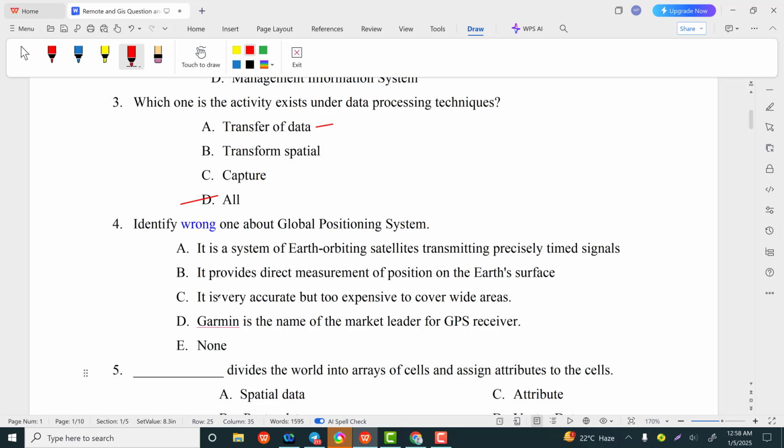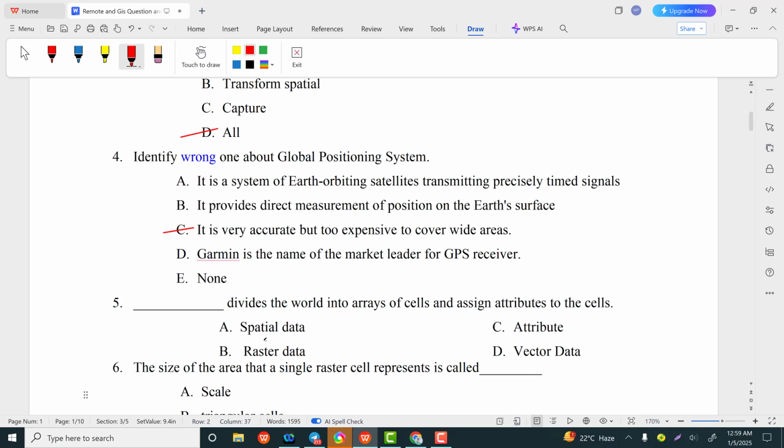C. It is very accurate but too expensive to cover a wide area. This is not correct. This is wrong because GPS has its own limiting factor in terms of accuracy. Sometimes it can deviate 3 to 5 meters. It is highly dependent on the quality of the GPS instrument, but it is not too expensive and it is not perfect. Garmin is the market leader for GPS receivers. E. None. So the answer is C.